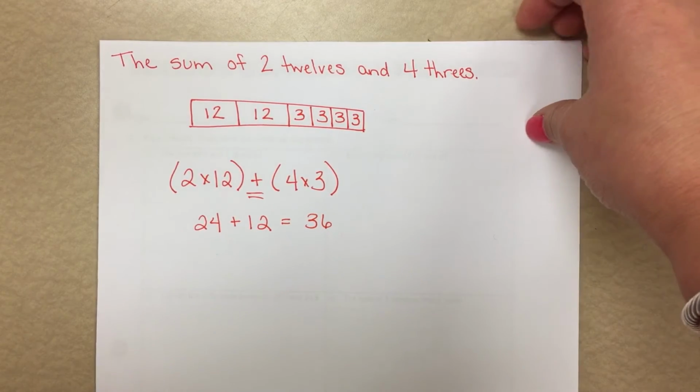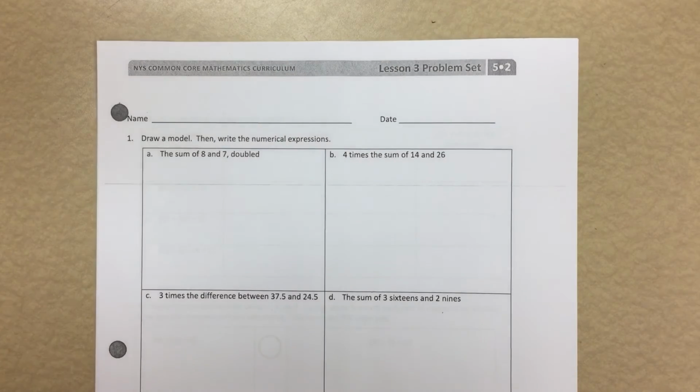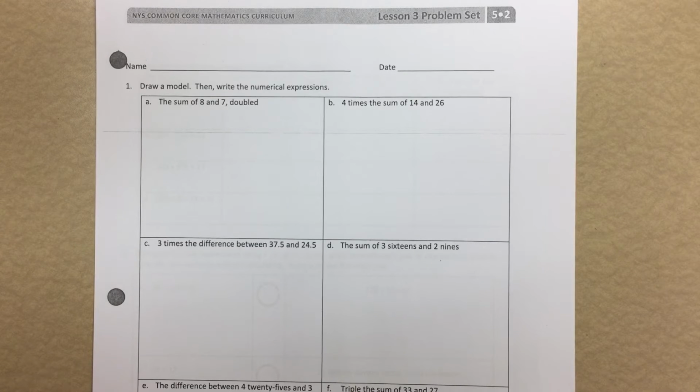Okay? So let's take a look now at your problem set. So lesson 3 problem set. It says draw a model, then write numerical expressions. Now, an expression is something without an equal sign, so you do not have to solve these. All you have to do is get the correct problem written down. So if you would like to draw a model, you can. If you don't want to draw a model, that's fine. But either way, you have to write the numerical expression, or writing it in standard form using the order of operations. So in the first one, you have the sum of 8 and 7 doubled.